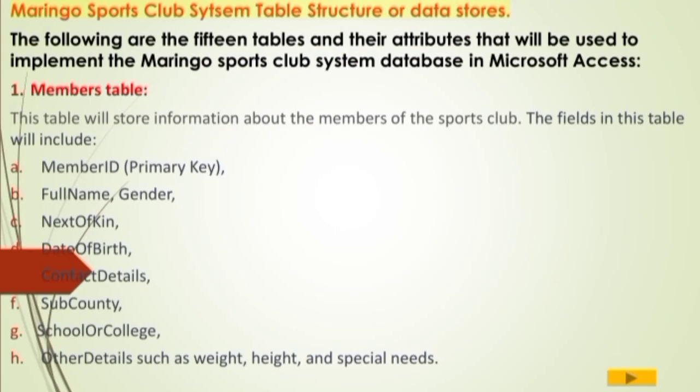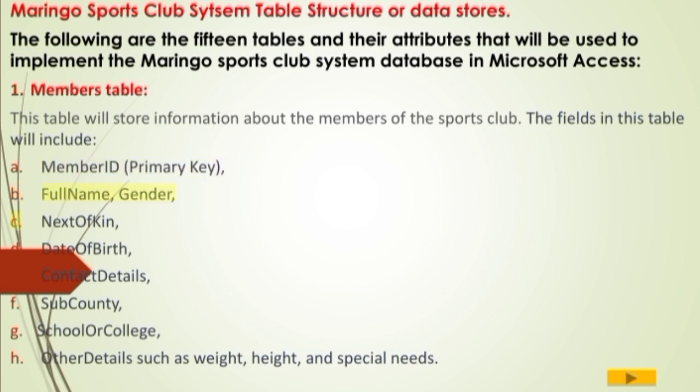Maringo Sports Club System Table Structure or Data Stores. The following are the 15 tables and their attributes that will be used to implement the Maringo Sports Club System database in Microsoft Access. 1. Members Table. This table will store information about the members of the sports club. The fields in this table will include A. Member ID, primary key.